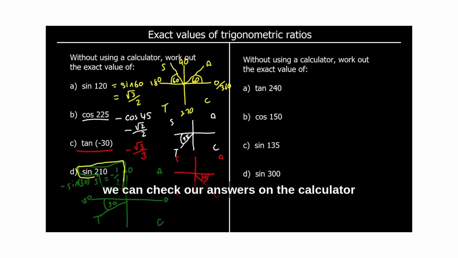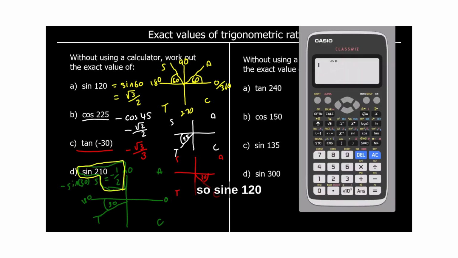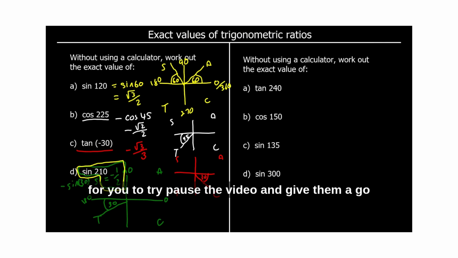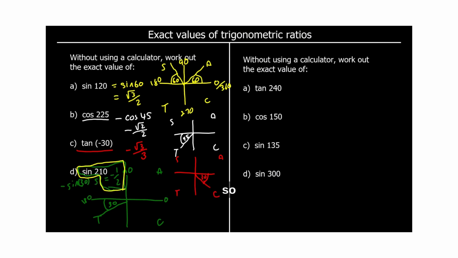And we can check our answers on the calculator. So sine 120 was our first one. It's square root 3 over 2. Then we had cos 225, which is negative root 2 over 2. Tan negative 30 is negative square root 3 over 3. And sine 210 is minus a half. 4 for you to try. Pause the video and give them a go.